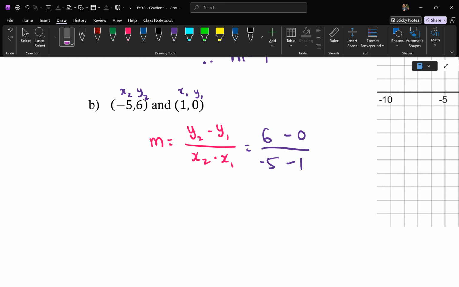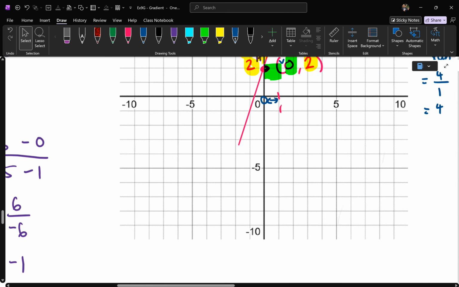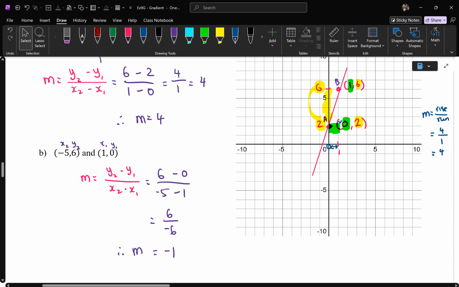So what does my gradient tend towards? 6 take away 0 is 6. -5 take away 1 is -6. And 6 divided by -6 is -1. So my gradient is -1. And again, you can plot the coordinates and see if that's true.